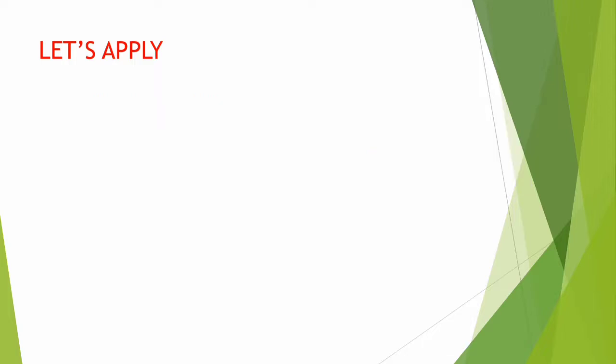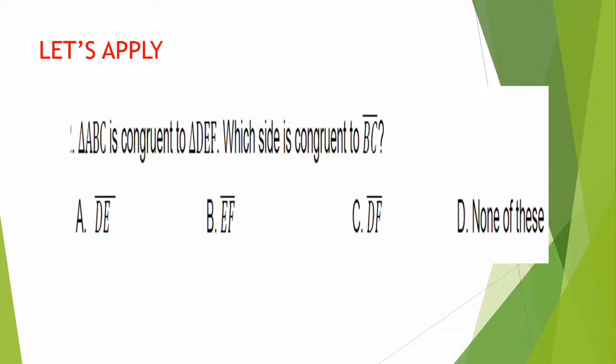Last question. Triangle ABC is congruent to triangle DEF. Which side is congruent to side BC? Letter A, side DE. Letter B, side EF. Letter C, side DF. Letter D, none of these. And the answer is letter B. So side BC is congruent to side EF.